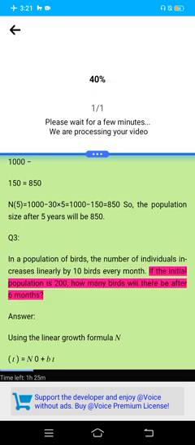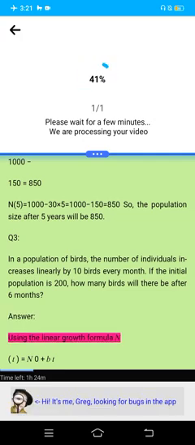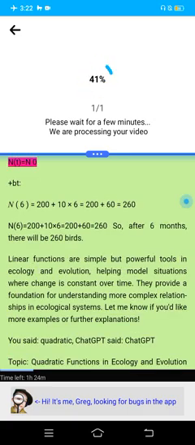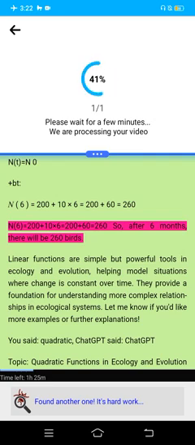Q3. In a population of birds, the number of individuals increases linearly by 10 birds every month. If the initial population is 200, how many birds will there be after 6 months? Answer. Using the linear growth formula Nt equals N0 plus bt, N6 equals 200 plus 10 times 6 equals 200 plus 60 equals 260, so after 6 months, there will be 260 birds.